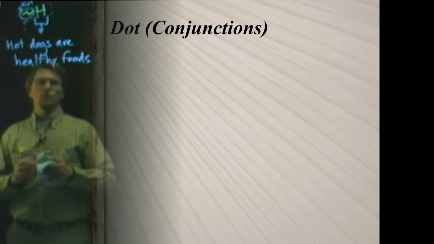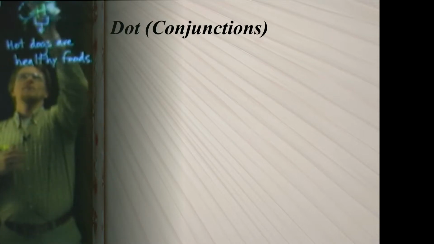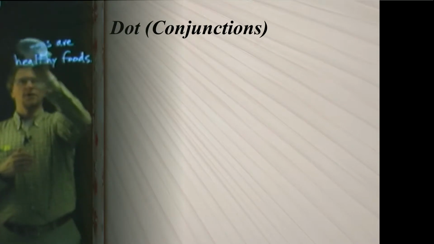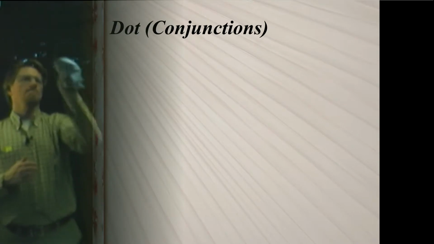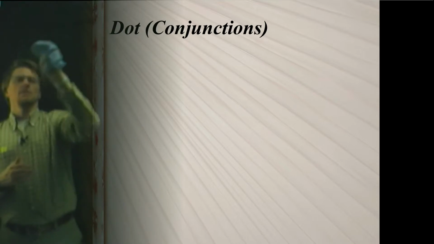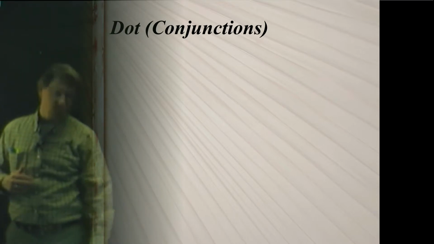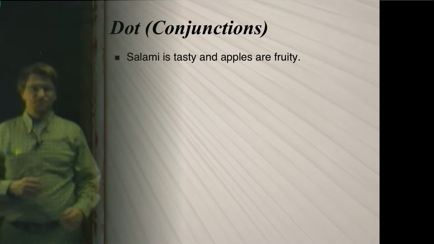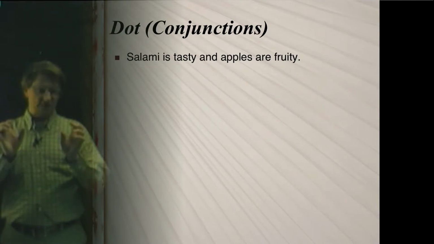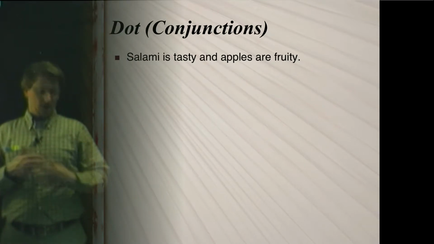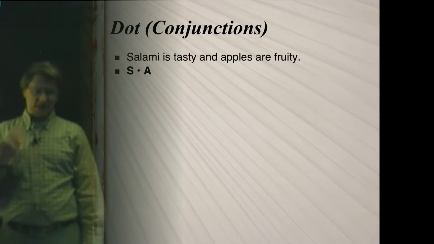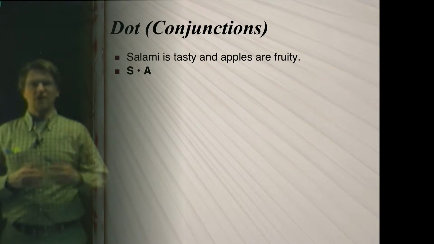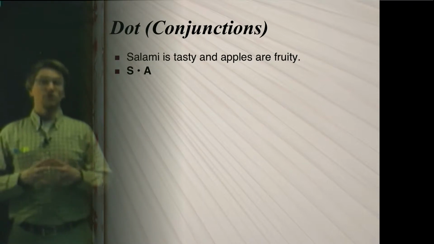So with that, let's go ahead and look at something that's a bit more complicated. And that would be with regard to the dot. And when we're talking about the dot, we're talking about and. So we're talking about conjunctions, when you conjoin two propositions. All right. So I take the sentence, salami is tasty and apples are fruity. And so we have a couple short affirmative statements joined by the word and, so what we would find is that this gets translated as S dot A. So S here stands for salami is tasty, the dot stands for and, then the A stands for apples are fruity.